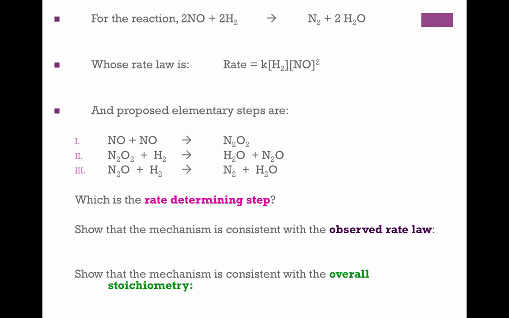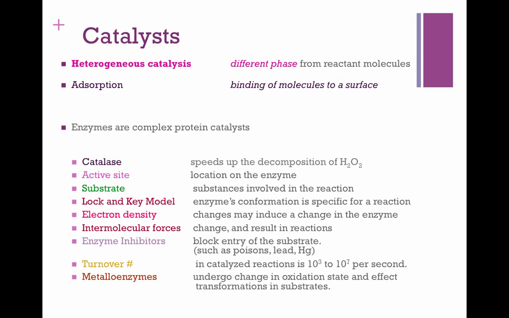Again, this is another reaction where we're going to do the sample problem in class. This kind of is a backwards way of doing it. It's giving you proposed steps, and you have to figure out which one's the rate determining step and show that it is consistent with the rate law. We are going to do that one in class as well.